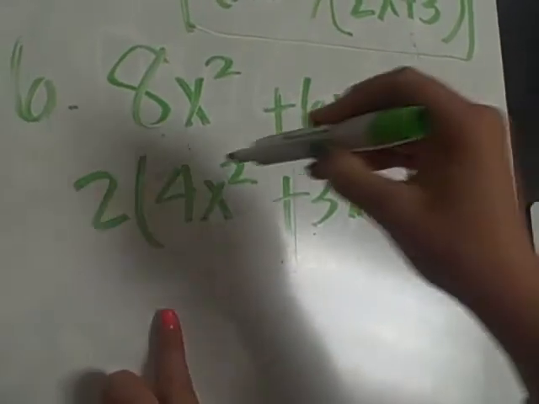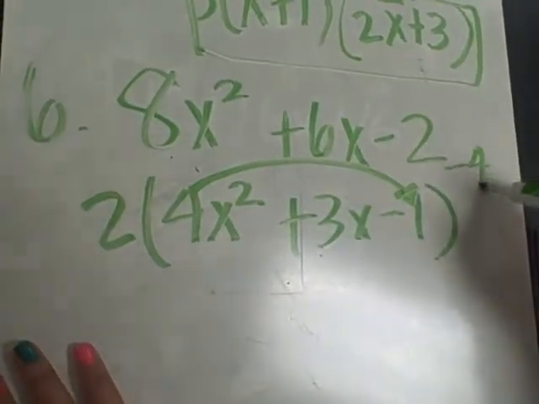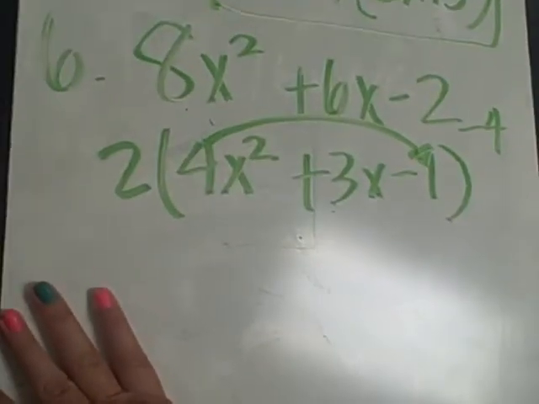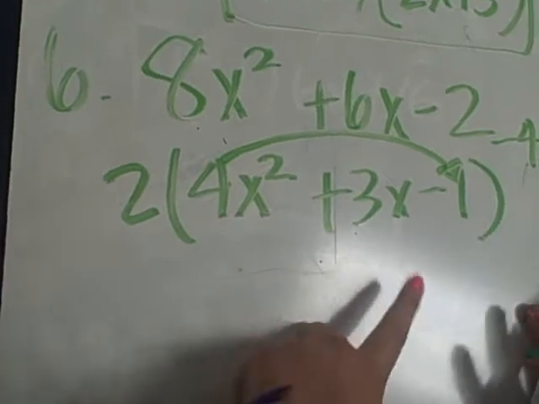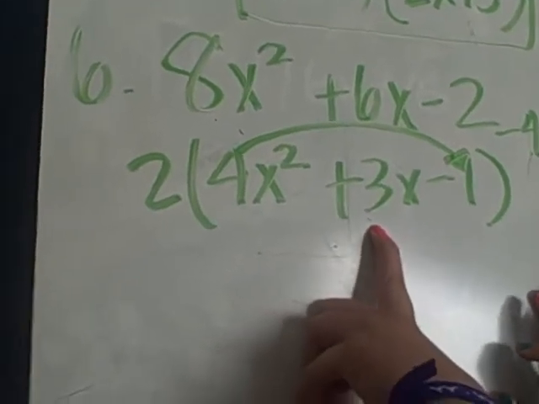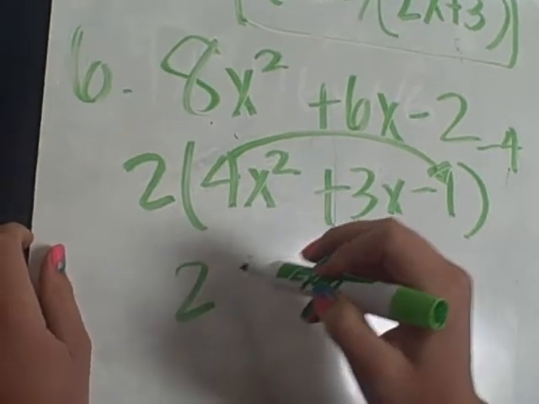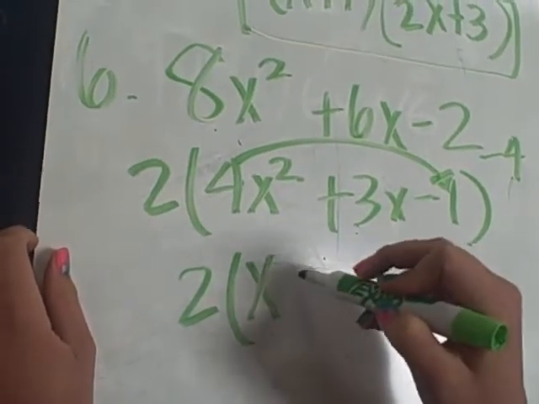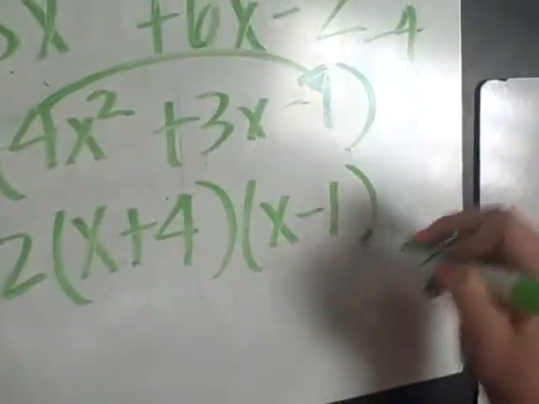Now you multiply 4 times negative 1, which is negative 4. Then you have to find what factors multiply to negative 4 and add to 3. For that, it's 4 and negative 1. So you go x plus 4, x minus 1.